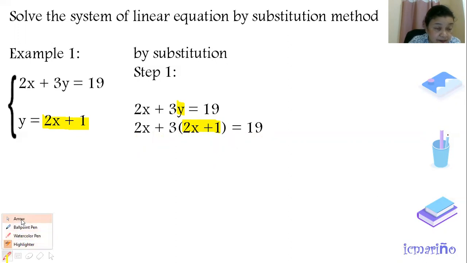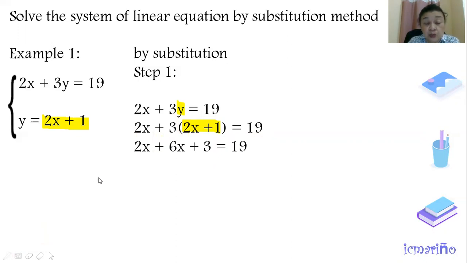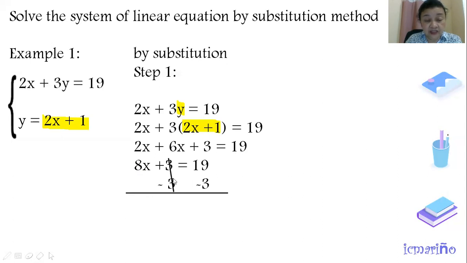Okay, now, to continue. So, 2x plus 6x because 3 times 2x equals 6x and 3 times 1 is 3, which is equal to 19. And adding these two will give us 8x plus 3 equals 19. And then we are going to cancel 3. So, the basic process, if this is addition, so we need to do subtraction. Okay, so subtract 3 from both sides, and that is cancel 3, 8x equals 16.